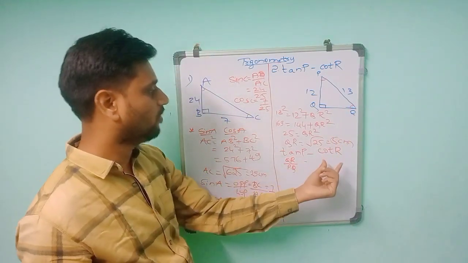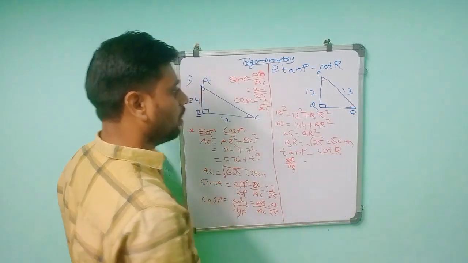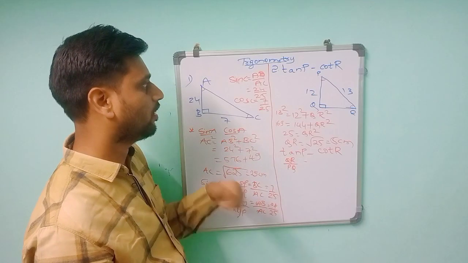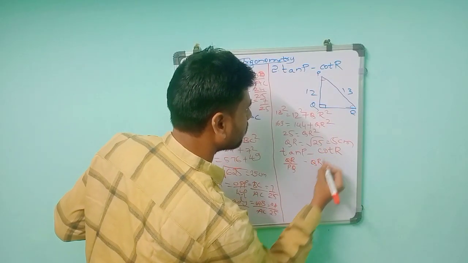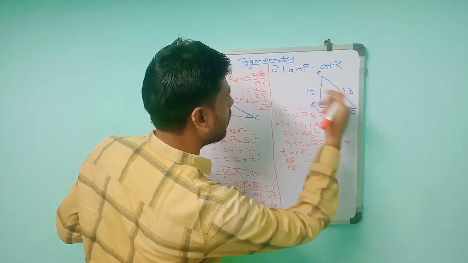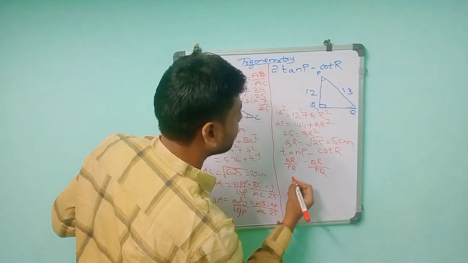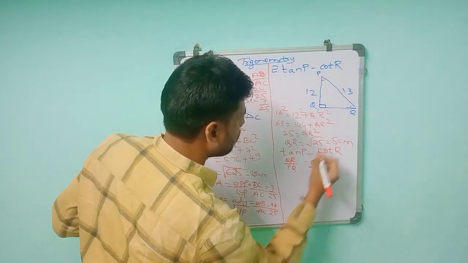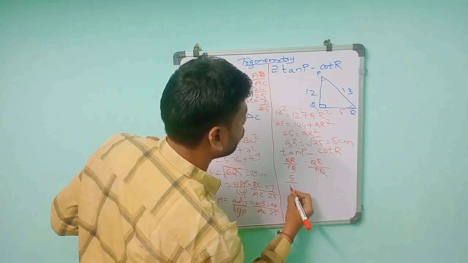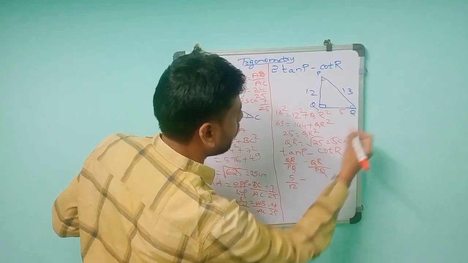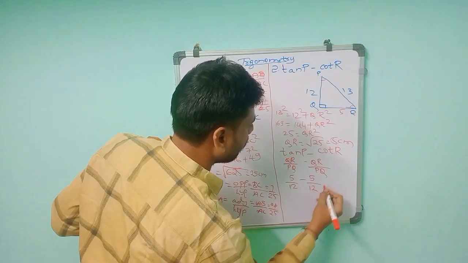Cot R is the reverse of tan R. So if you know tan R, you can find cot R. The tan R formula is opposite by adjacent, so the reverse means adjacent by opposite. For R, the adjacent is QR, divided by the opposite, PQ. So QR by PQ is 5 by 12.